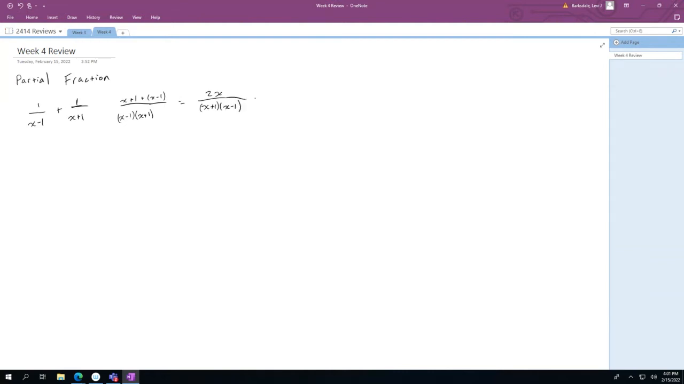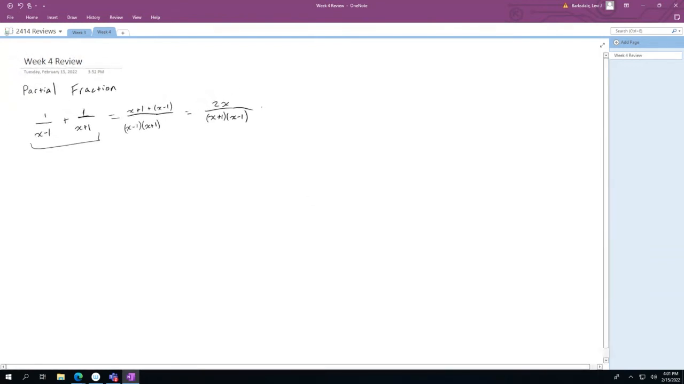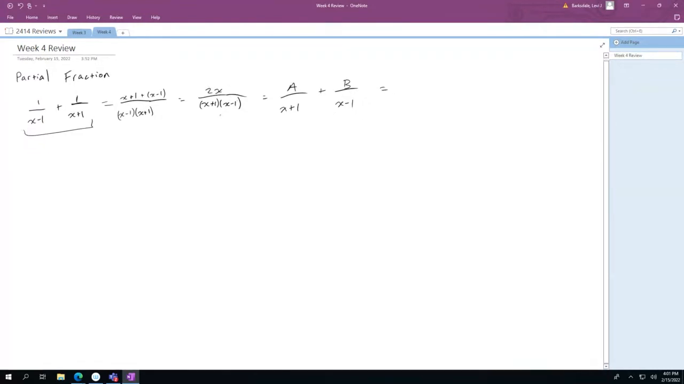And partial fractions, the process is really just kind of undoing this. So instead of starting with this side, we start with this side. And we can write it as the sum of two unknown fractions, a over x plus 1 and b over x minus 1. And of course, we get our denominator simply by factoring. And from here, we know that this should equal this final answer here, which tells us then that the numerator should match. So a times x minus 1 plus b times x plus 1 should get us 2x.